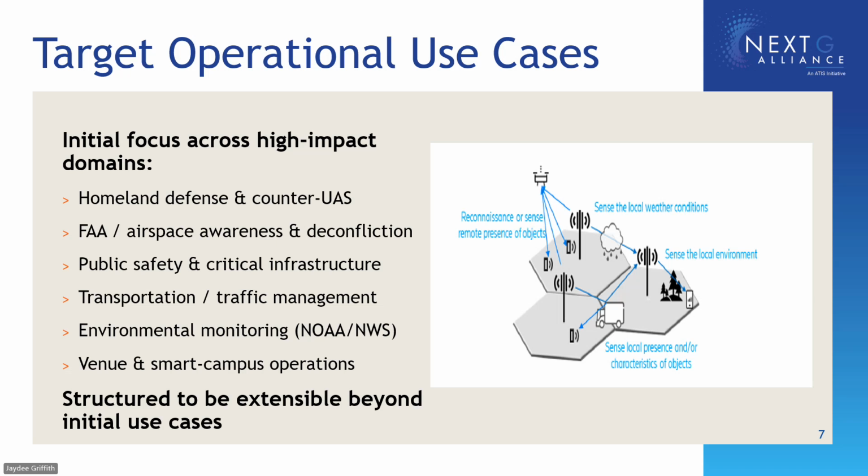Some of the target operational use cases, as I mentioned, if you look at 3GPP, there are 30 some odd use cases defined for ISAC, but the initial focus would be really looking at some of the high impact domains such as homeland defense and counter UAS, FAA aerospace awareness and deconfliction, public safety and critical infrastructure, transportation traffic management, environmental monitoring, NOAA, National Weather Service, and venue and smart campus operations. However, we want to structure this so that the outputs are extensible beyond these initial use cases.